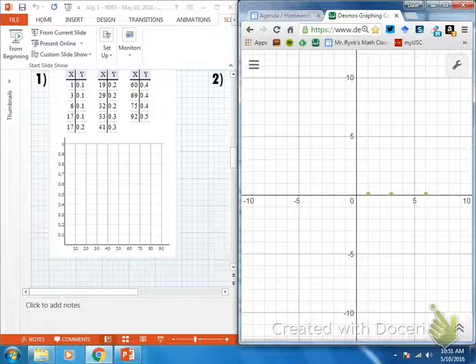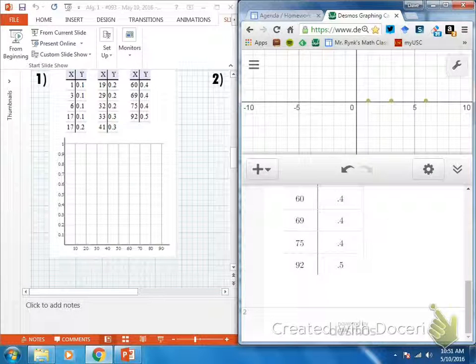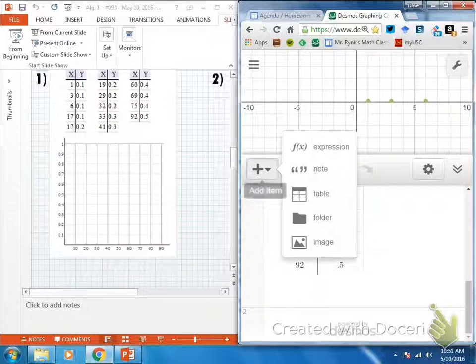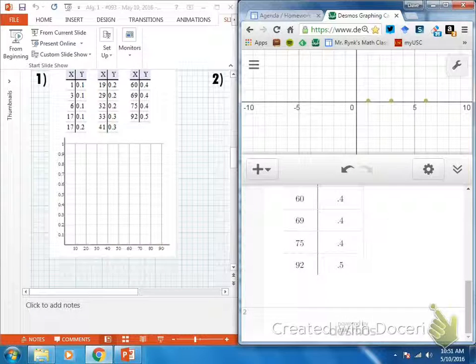Okay. So, what do you notice about my graph? There's only like 3 points here, okay? Don't worry about that. I'm going to fix that. So, we're going to go back to the graph, and now I'm going to make a new equation. Step 3, it says write y sub 1 is approximately mx sub 1 plus b. So I'm going to go add item expression. It should be right here.